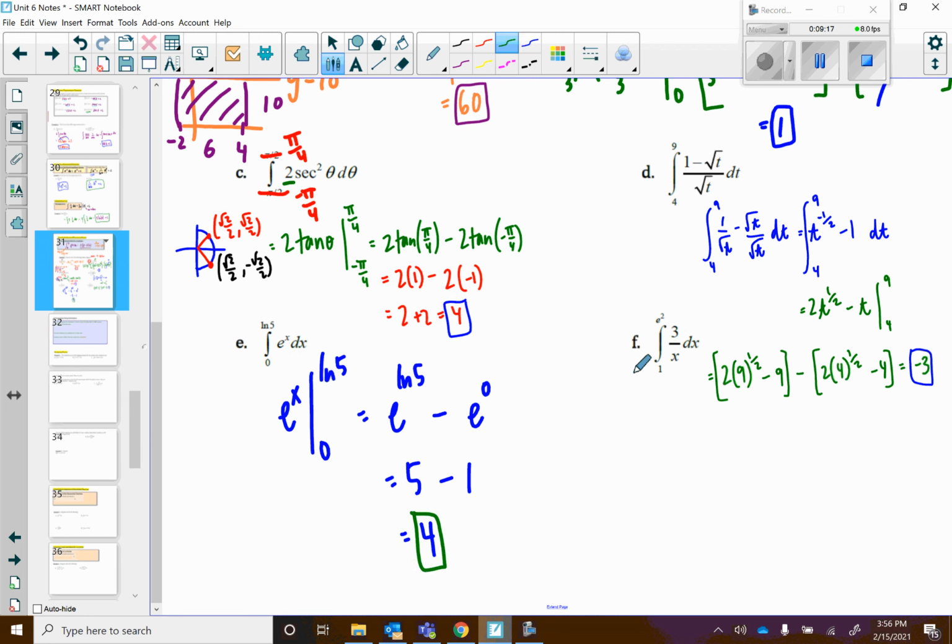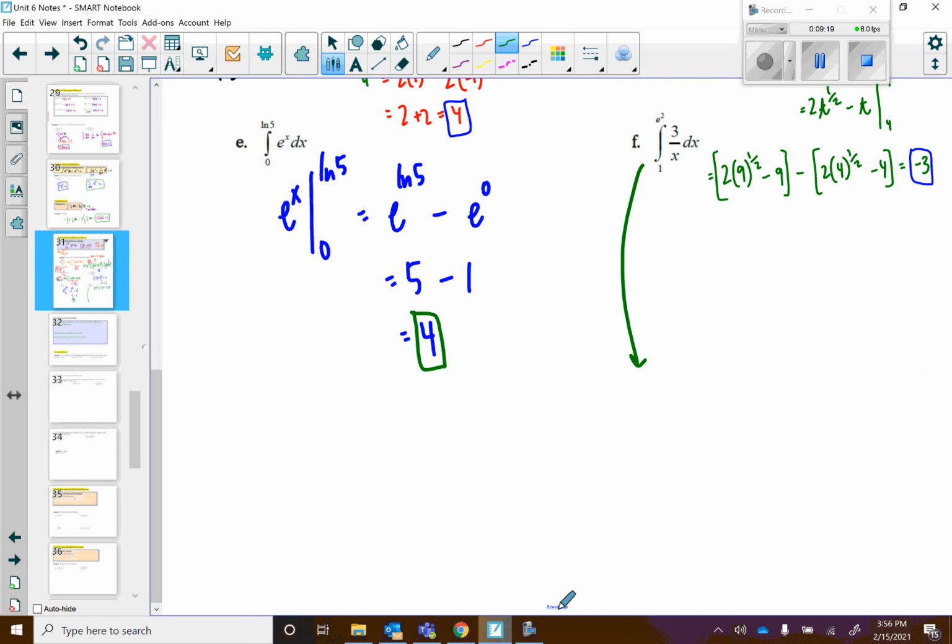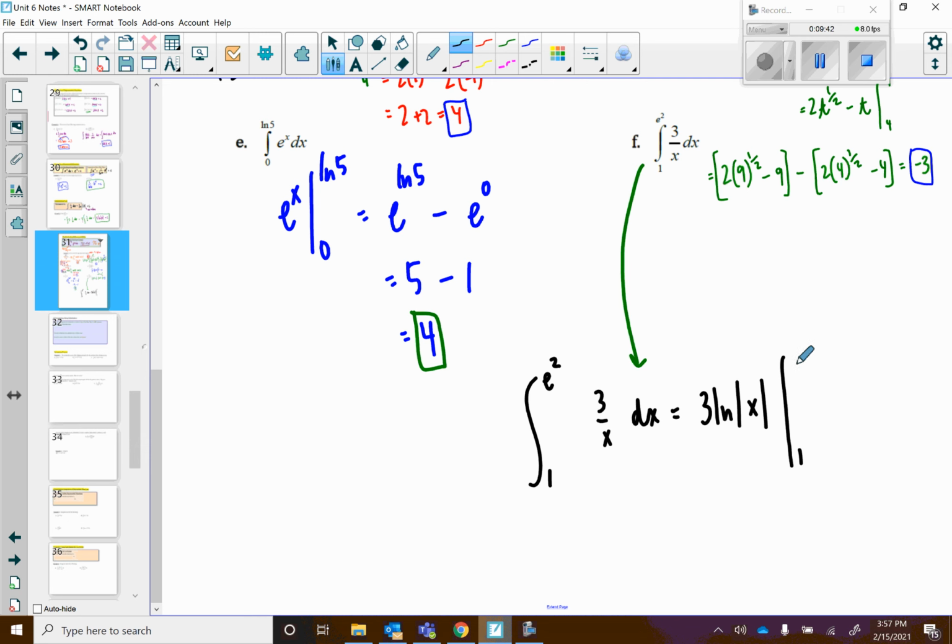And last but not least, f. I'm going to actually pull this down here just because I want a little more space. The integral from 1 to e squared of 3 over x dx. I start by thinking, well, this is really 3 times 1 over x, which means the antiderivative would be 3 natural log of the absolute value of x. We are evaluating this from 1 to e squared.